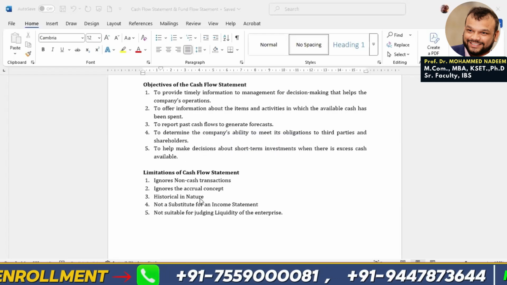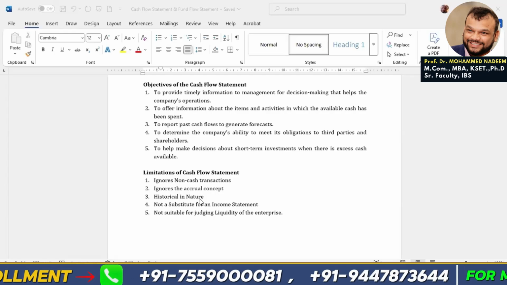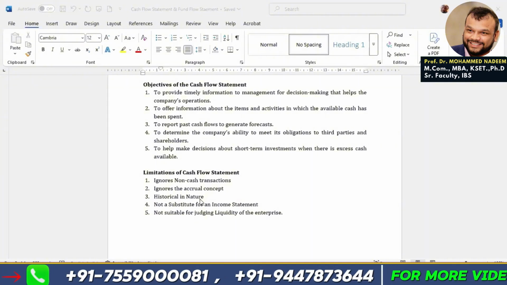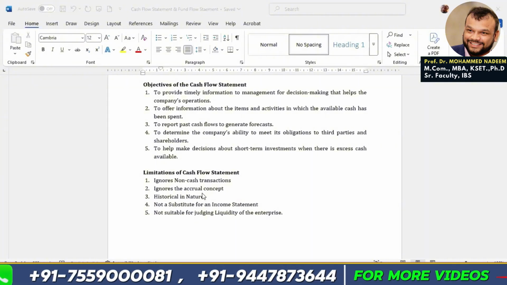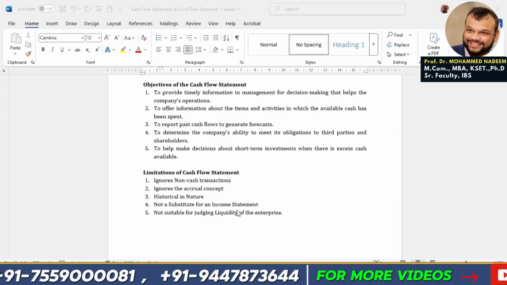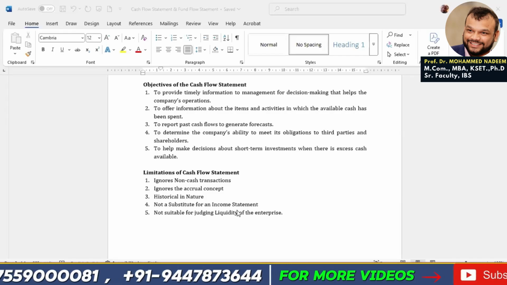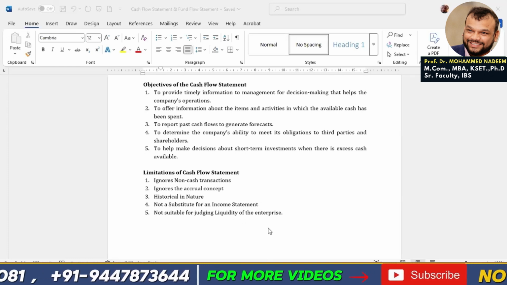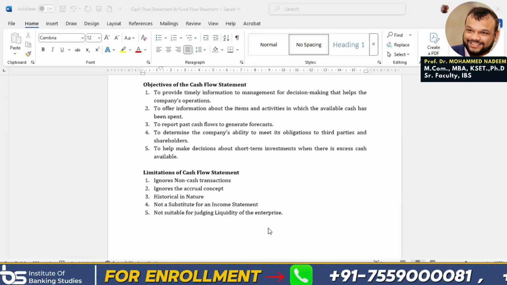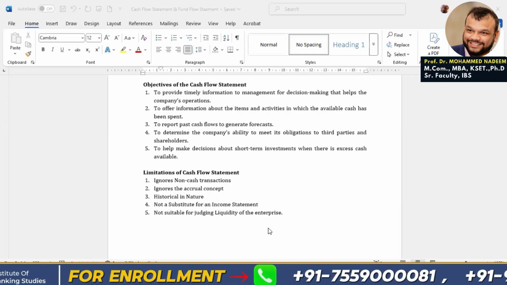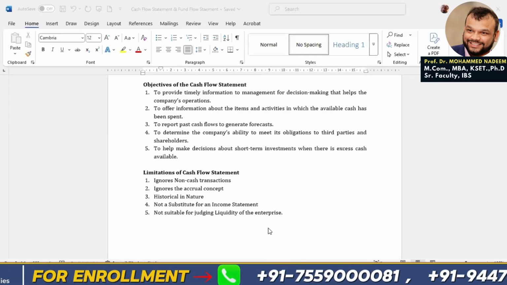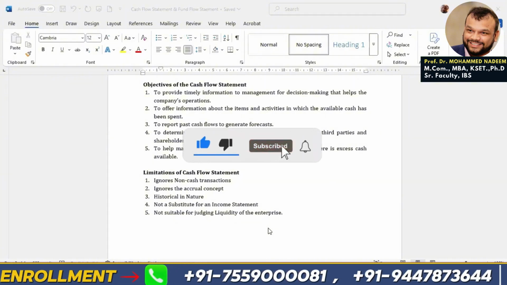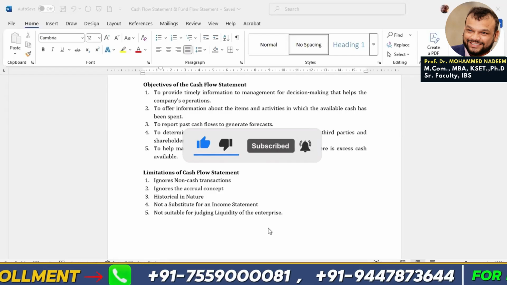It is completely historical in nature because we do it on past transactions only, and all accounting is historical only. Nothing is current. And this is not a substitute for the income statement. Income statement is separate and this is separate. It is also not suitable for judging liquidity of enterprises because it doesn't consider accrual. So these are the objectives and limitations of the cash flow statement. Any doubt in this now?